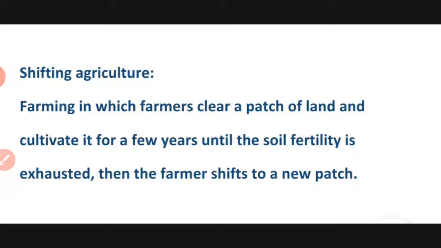Since these tribesmen are not educated, they do not know the modern techniques of farming, so they practice shifting agriculture. What is shifting agriculture? It is farming in which farmers clear a patch of land and cultivate it for a few years until the soil fertility is exhausted. Then the farmer shifts to a new patch.